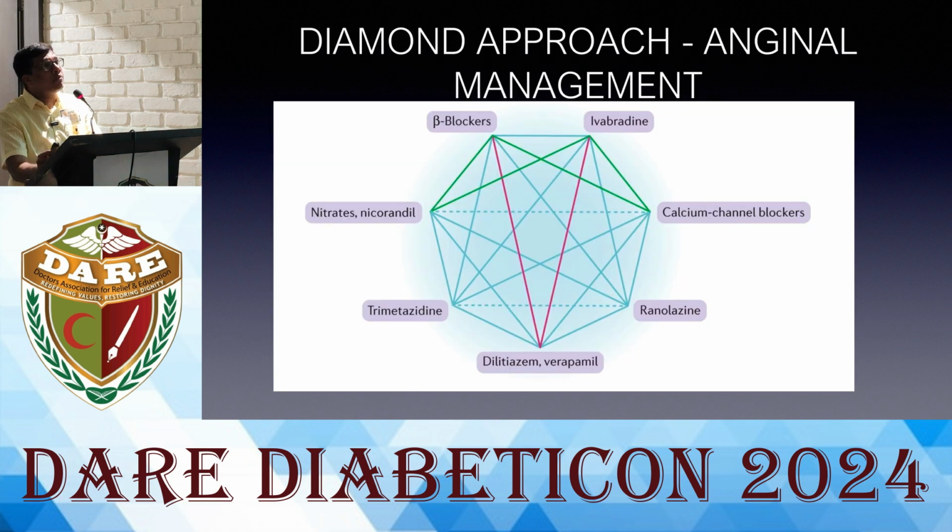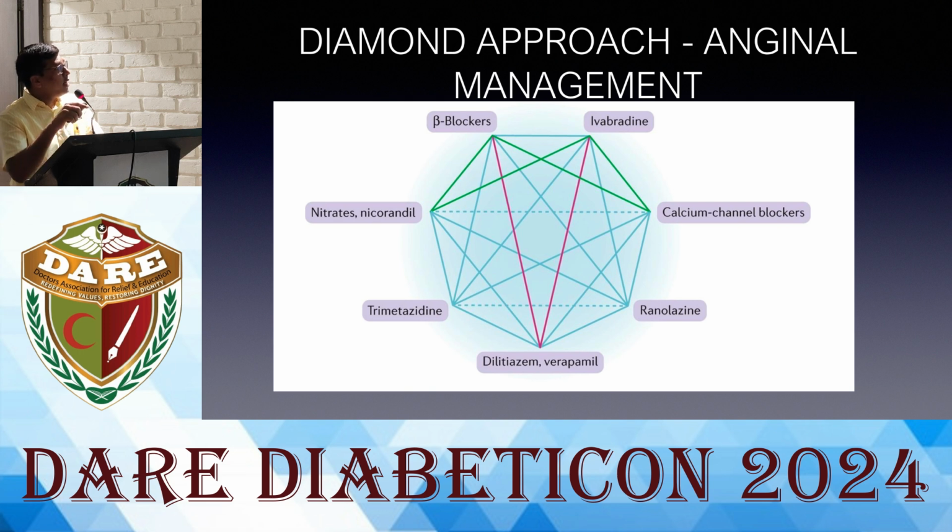Coming to the basic treatment of CCS, anginal management is the basic and most important treatment. The classical treatment for angina is what we call the diamond approach, where you have a couple of medicines, starting with the beta blockers, the age-old one. Then we have calcium channel blockers, then diltiazem, a non-dihydropyridine calcium channel blocker. Then we have nitrates, nicorandil, ivabradine, ranolazine, trimetazidine.